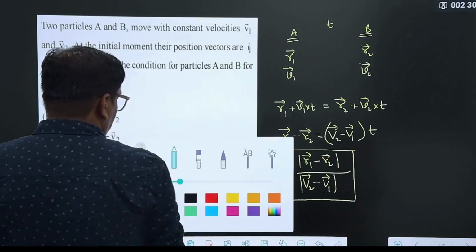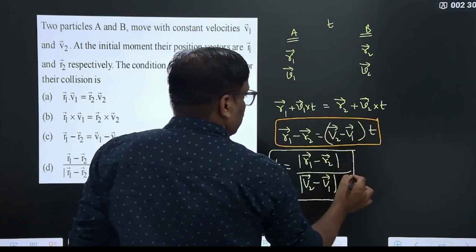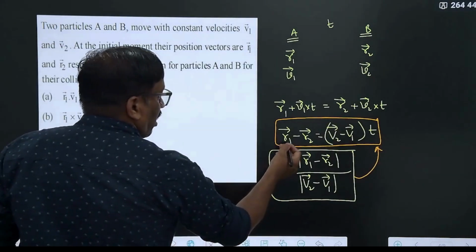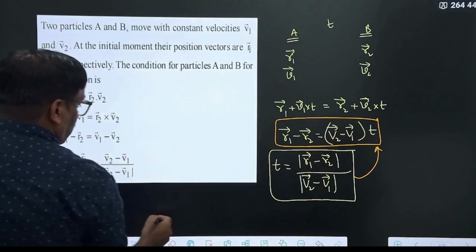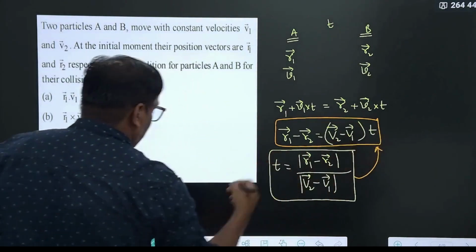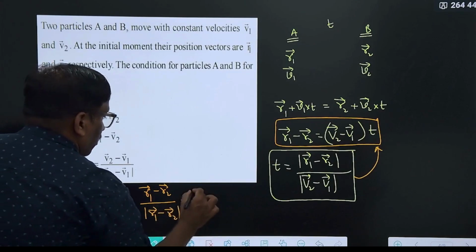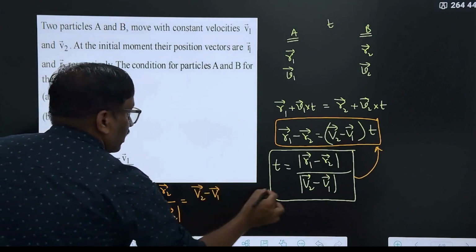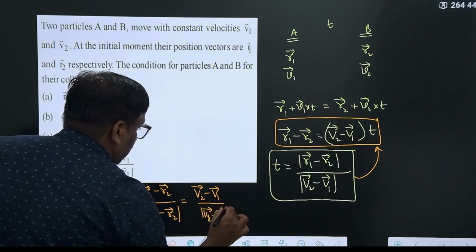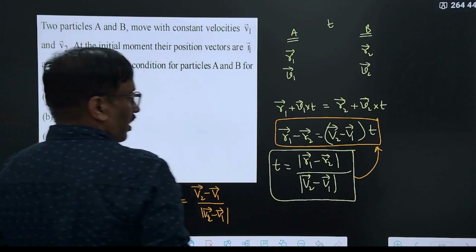Clear? So I got the time in terms of magnitudes. Now this is your vector equation. So you substitute this time, and you can get your answer. Here we have r1 vector, r2 vector, and time. If you substitute this time into r1 vector minus r2 vector, it will come down to the modulus of r1 vector minus r2 vector equal to the modulus of v2 vector minus v1 vector, with the denominator already there, divided by the modulus of v2 vector minus v1 vector. So this will be your correct answer. Clear, students? So this was one of your JEE Main questions.